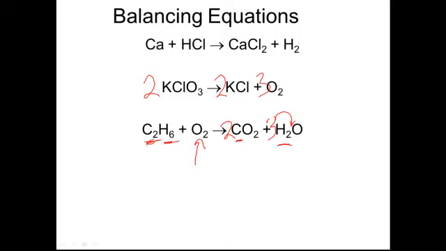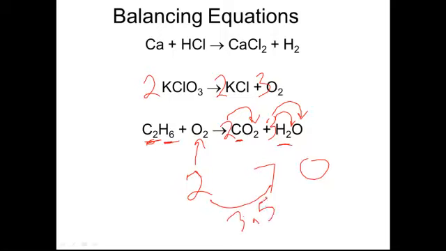I count 2 oxygens on the left, but on the right, and here's where it gets a little bit tricky, 2 times 2 is 4, plus 3 more. Right now I have 7 oxygen atoms. This side I only have 2. Well, again, I can't have fractions, so I can't go 2 times, what would that be, 3.5 equals 7. I can't do that. But we do know that with any odd number, if you double it, it will turn into an even number. So what we want to do is we basically want to start over.